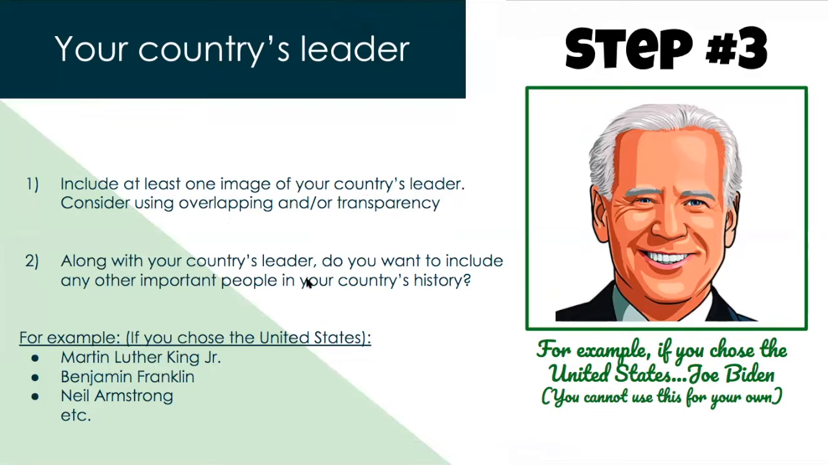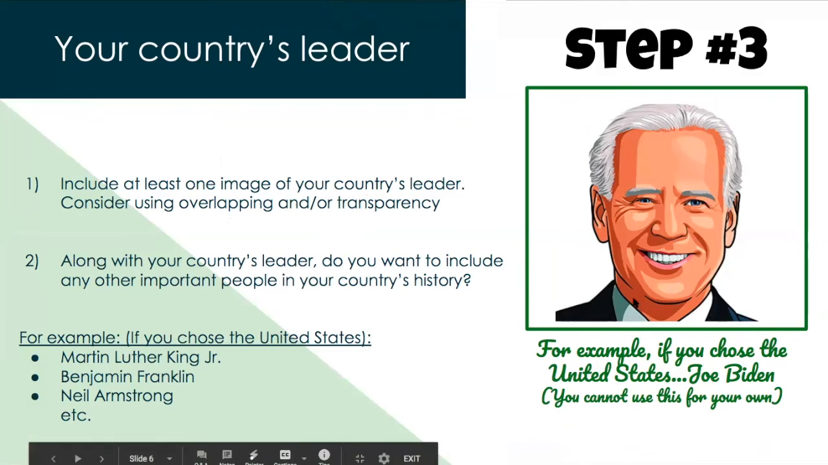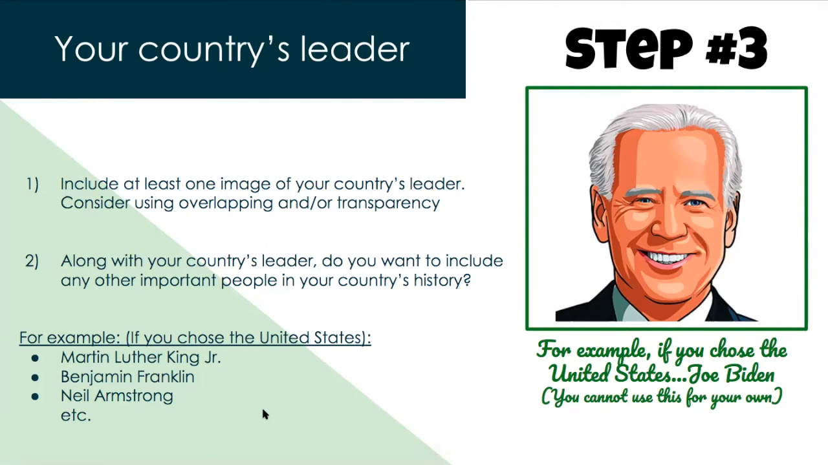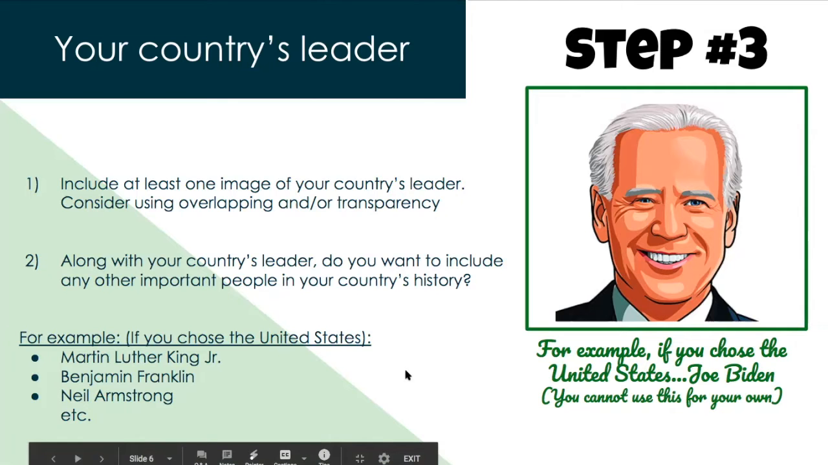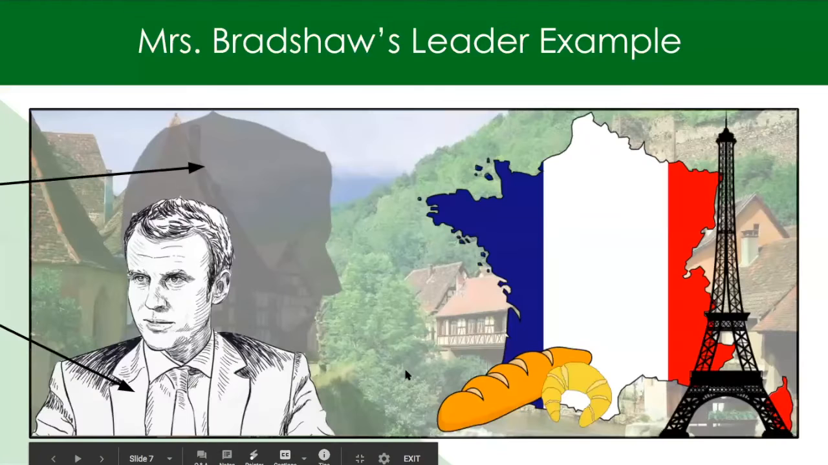For our example right here, we have the United States. Here's a picture of Joe Biden. But other people that you could use, that would be prominent people in our history, would be Martin Luther King Jr., Benjamin Franklin, Neil Armstrong, etc. People who have made an impact on the history of the United States. So let's take a look at what I did, and I'm going to show you how I did it.